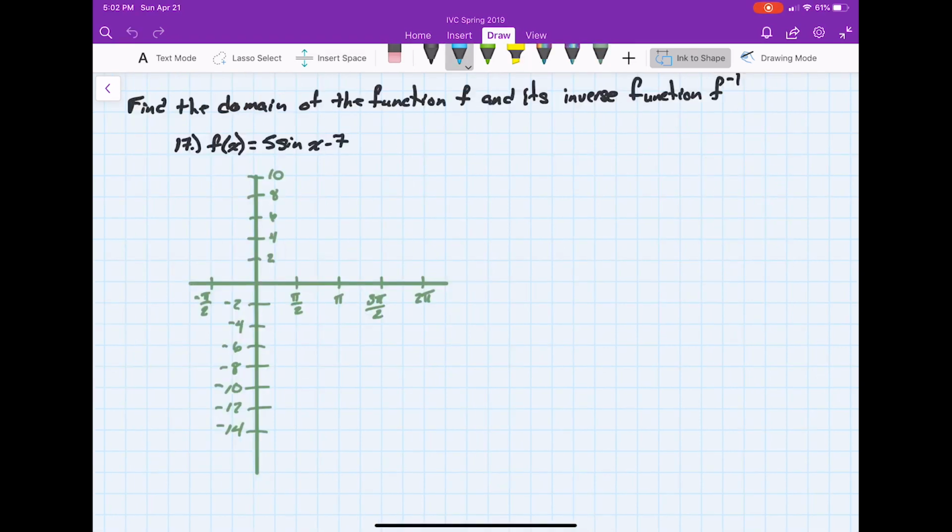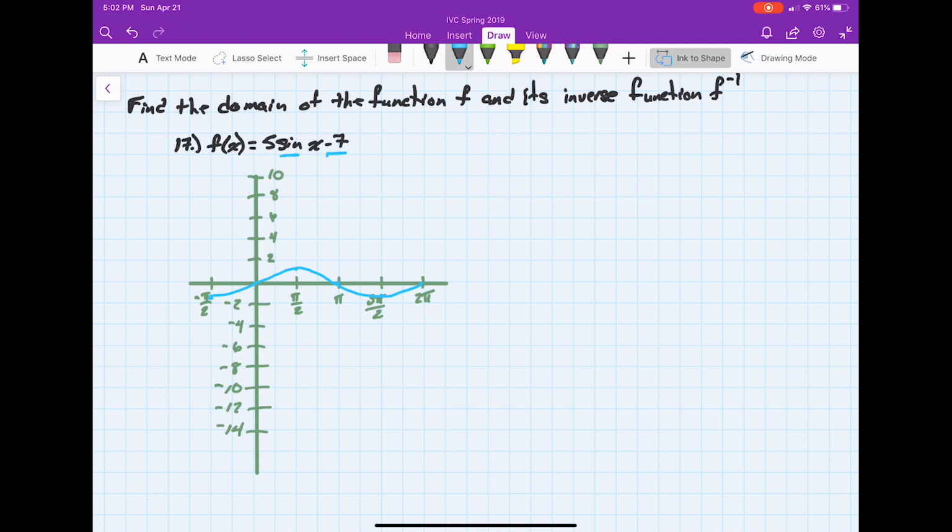On to number 17. For these next two, we're going to find the domain of the function f and its inverse function, f inverse. So this is a sine function. So I'll just plot normal sine here really quick to show that to you. And here's all of the points that would normally define our sine. Now, what do all these numbers up here do? Well, let's look at this.